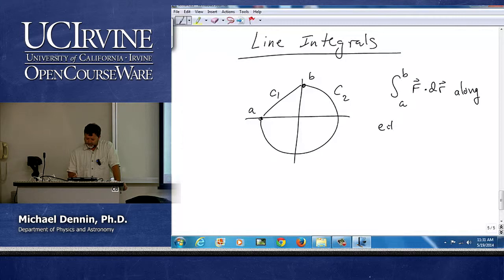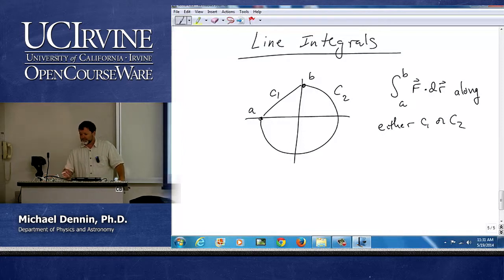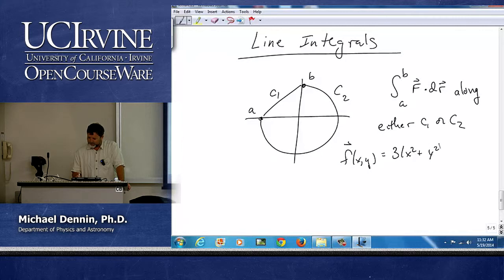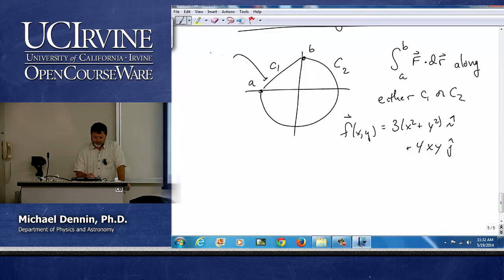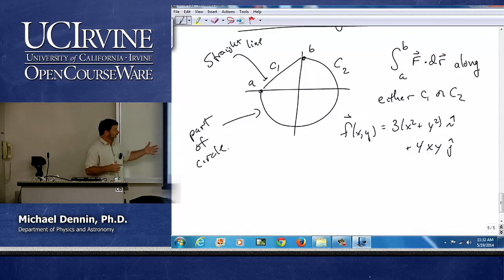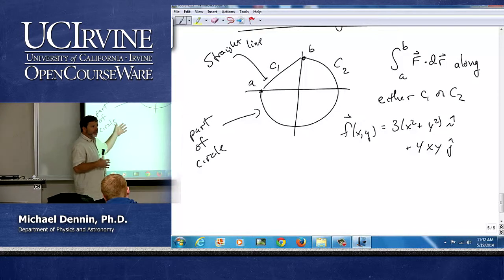along either C1 or C2. We're going to use the example that was given as a group problem, where f of xy as a vector is 3x squared plus y squared i hat plus 4xy j hat. This curve was just a straight line. And this curve is part of a circle. And in doing these, we used a parameterization with cosine of 2t and sine of 2t.